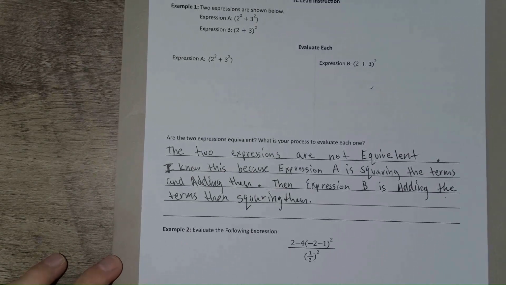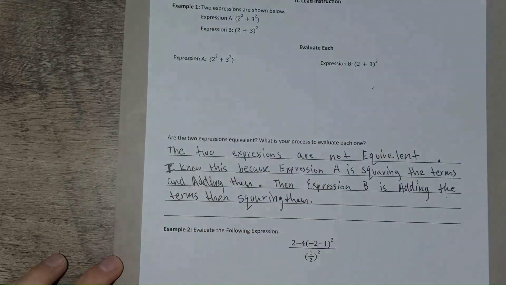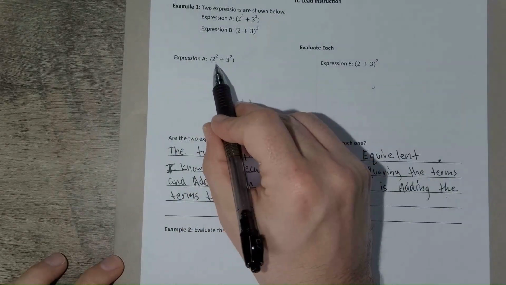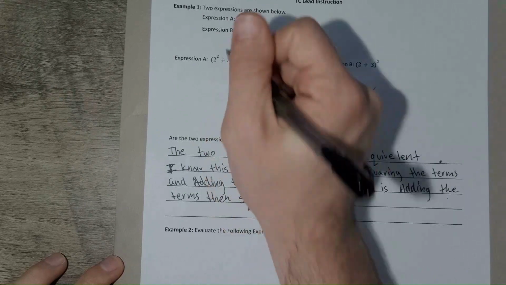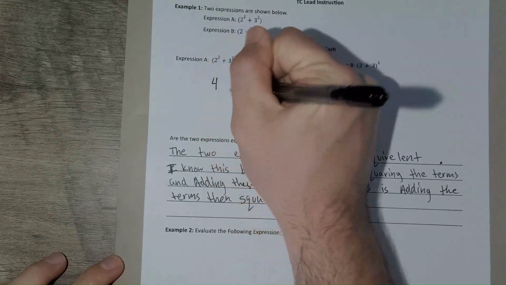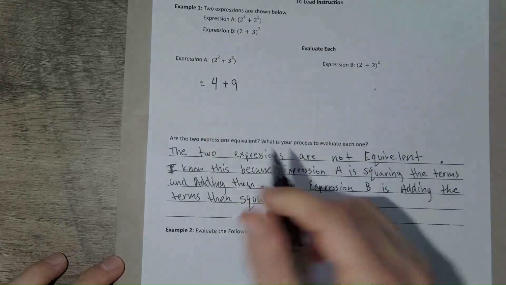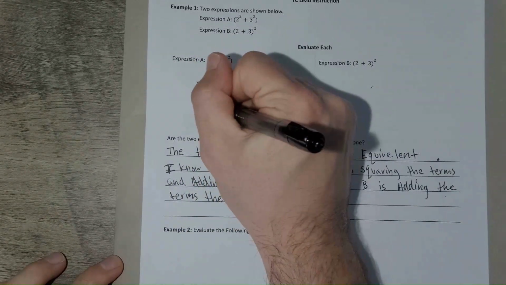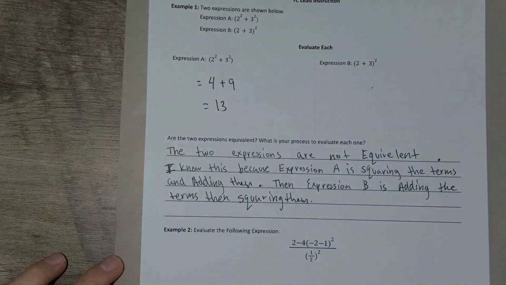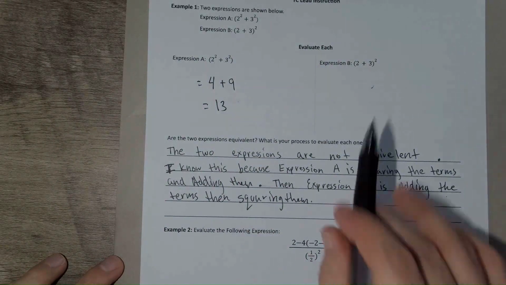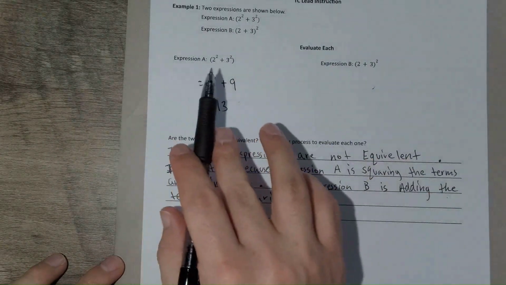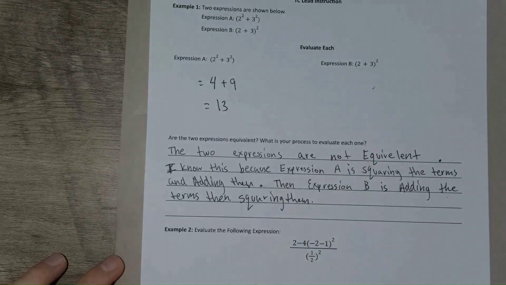For instance, let's simplify both A and B. So 2 to the second power, aka 2 squared, is 4. So this would be 4 plus 3 to the second power, which is 9. And so 4 plus 9 is equal to 13. And so if expression B was equivalent to expression A, then expression B would be 13.